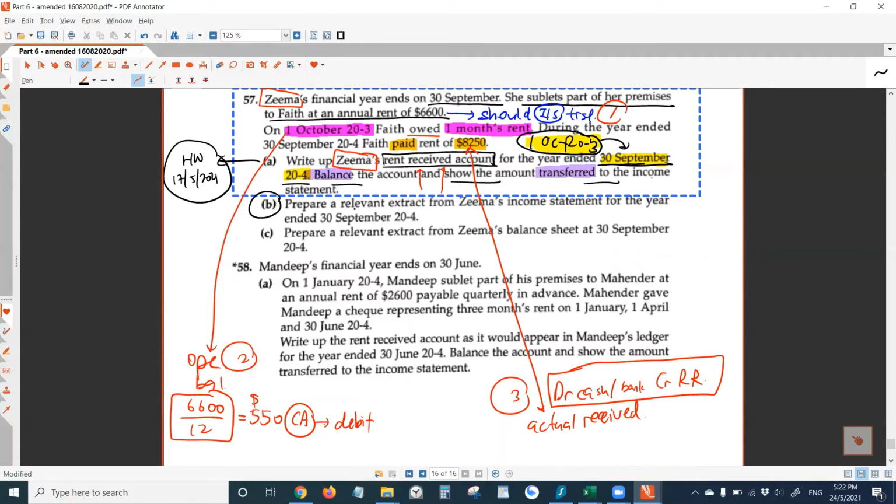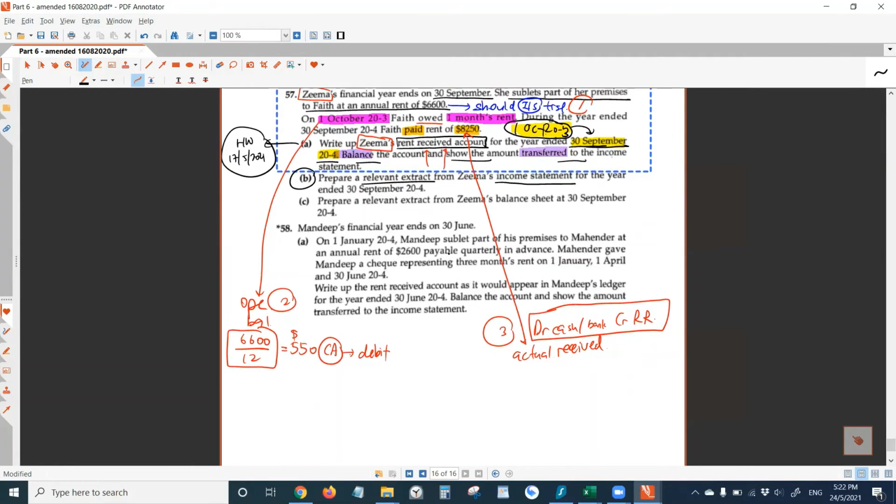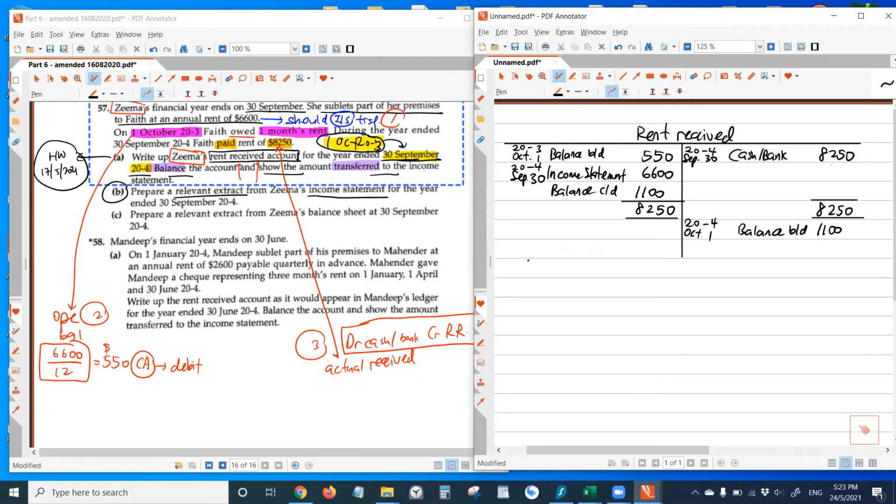So part B is asking you to prepare a relevant extract. Extract means a part of, not full. A part of what? Income statement. So I'm going to use the space at the bottom here. I think I'll use the one on the right here. Okay, so show an income statement, just a part of the income statement. So you write along with me. Income statement for the year ended. What is the year end? Yes, been given. Just copy and paste.